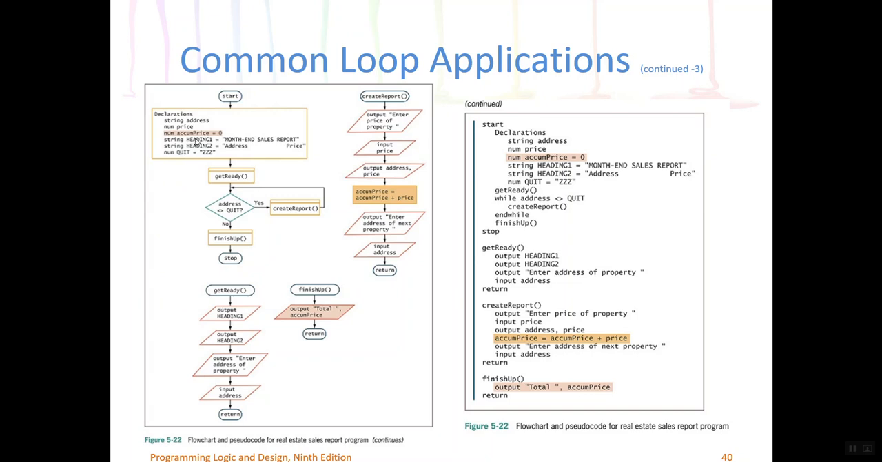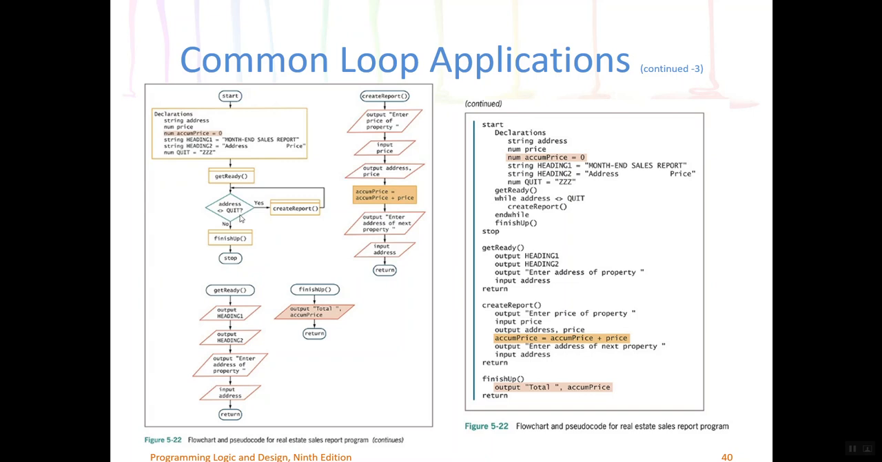Let's look down here. They put it down here. It doesn't matter the placement on the screen of the flowchart. They placed it down here this time. We're going to output the headers. And then we need to get the first address. Why do we need to get the first address? The first address is very important because when we return back up, we're going to compare it to quit. Is the address equal to ZZZ?